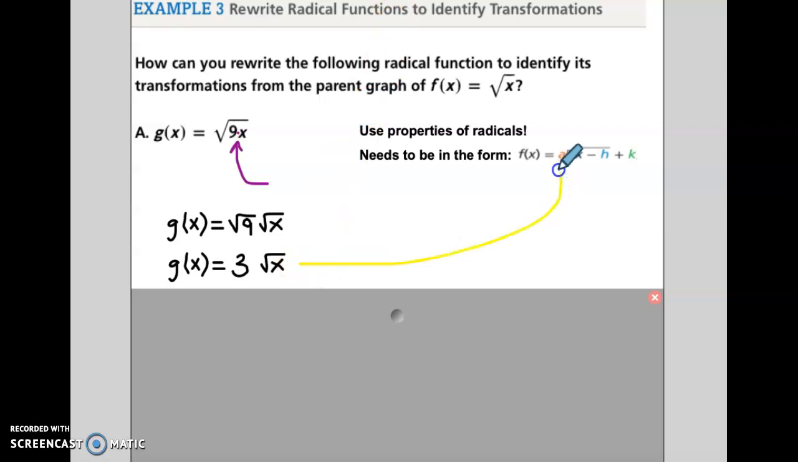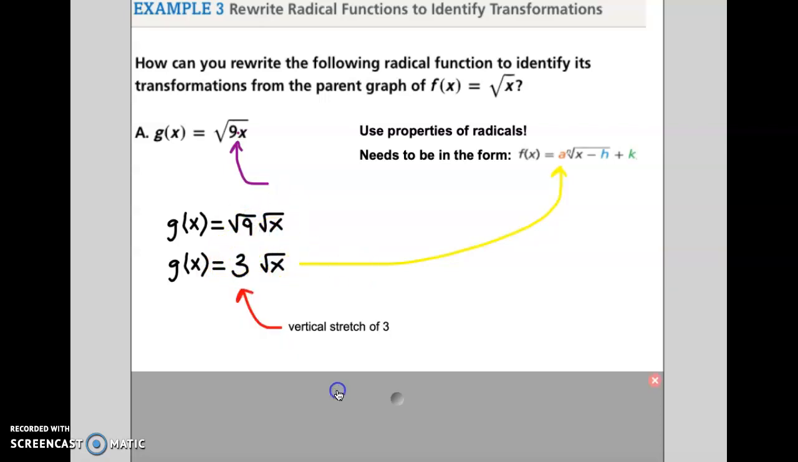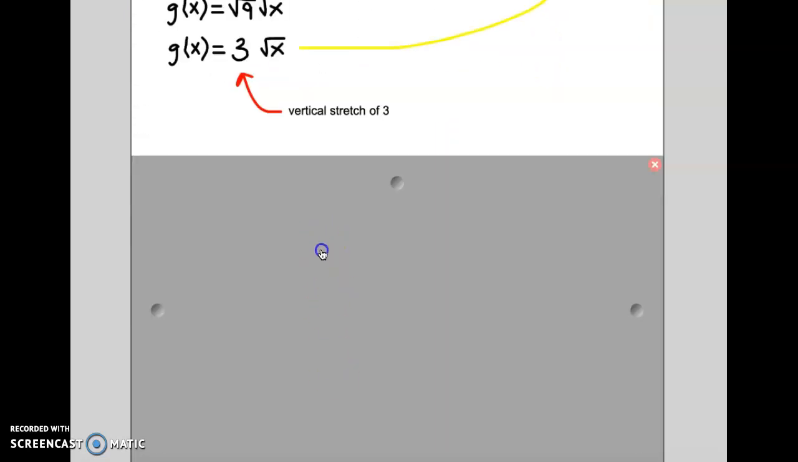Which now is in the form that I want it to be in. So now that x is by itself and I can identify this 3, what transformation does this 3 have on the graph? That'll be a vertical stretch of 3. Okay, and that's all. We just have to rewrite these functions using the properties of radicals, and that's really the biggest thing. Let's take a look at another one here.